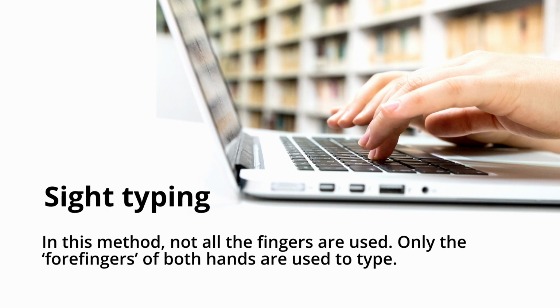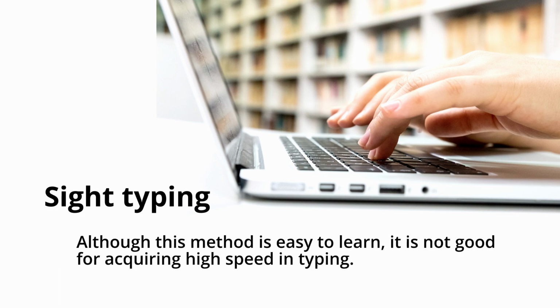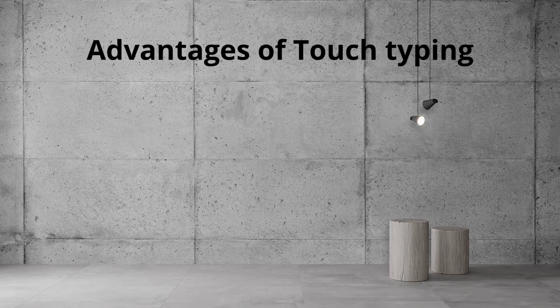Right, now in this method, all the fingers are not used. Mostly the forefingers of both hands are used. Though this system is easy to learn in the beginning, it is not good for acquiring high speed in typewriting. It's important for you to know that. Now, let's get into the advantages of touch typing.